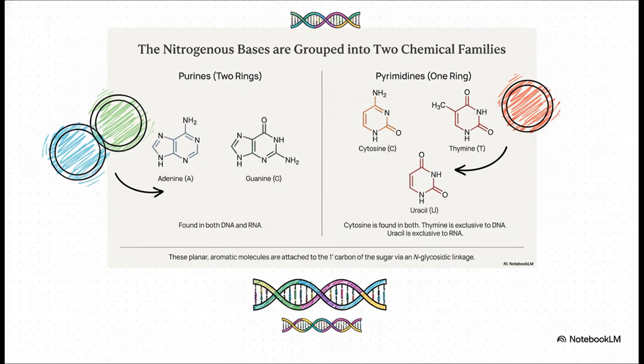Next up are the bases. These are the actual letters of the genetic alphabet, and they come in 2 flavors, 2 chemical families. You've got the purines, which are the bigger ones with 2 rings, and the smaller single-ringed pyrimidines. Now, both DNA and RNA use adenine, guanine, and cytosine, but here's the key difference you gotta remember. DNA uses thymine, or T, while RNA swaps it out for a very similar base called uracil, or U.